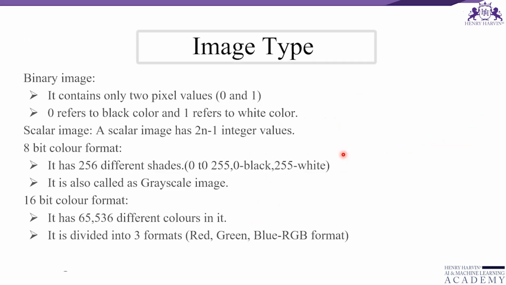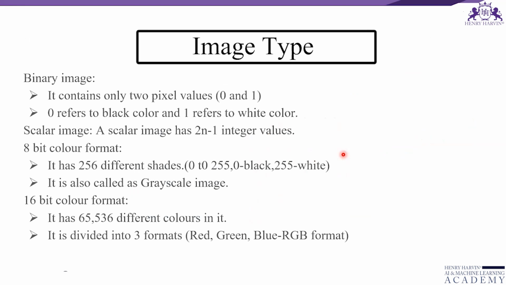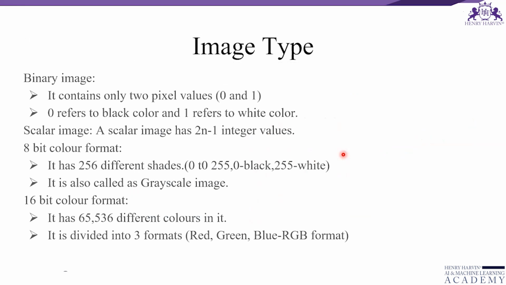Now, when we talk about image types, a binary image contains only two pixel values, say 0 and 1. 0 refers to black color and 1 refers to white color. What is a scalar image? A scalar image has 2 power n minus 1 integer values. So let us try to understand this.